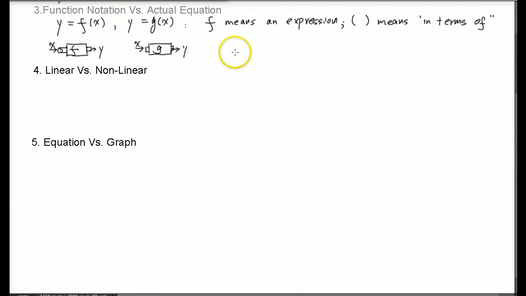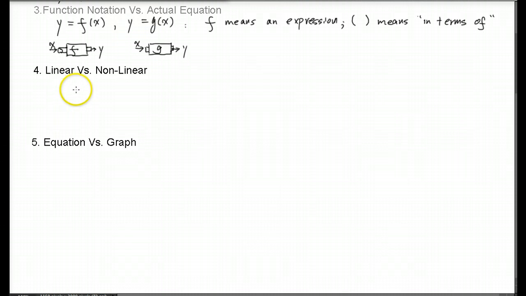So that's your basic understanding of a function, but don't get confused with the actual equation. They're different. A function in general just says there's an expression, but the actual equation tells you what kind of expression it is.